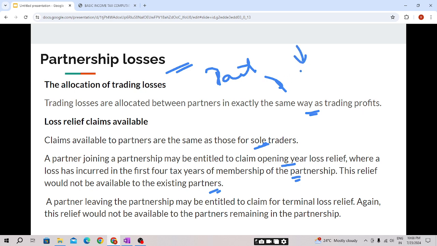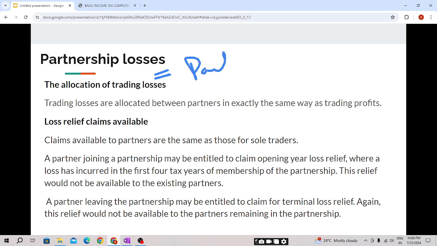If a partner has been a partner of the partnership for many years, then the ongoing rules will apply. If a new partner joins, then ongoing rules will apply, and a special rule, the opening year rule, will also apply. A partner leaving the partnership may be entitled to claim terminal loss relief. Again, this relief would not be available to partners remaining in the partnership. So students, simple, it is the same as the case of the sole trader.